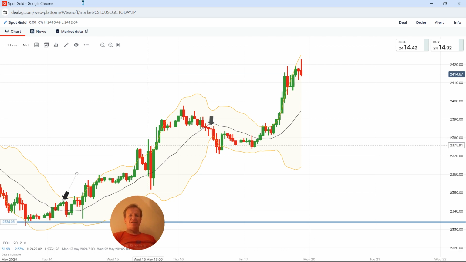So Bollinger Bands here, there are the three lines. We've got the outer Bollinger Band at the top here and the lower Bollinger Band here. This line through the middle, this band here, is the simple moving average, 21 period.